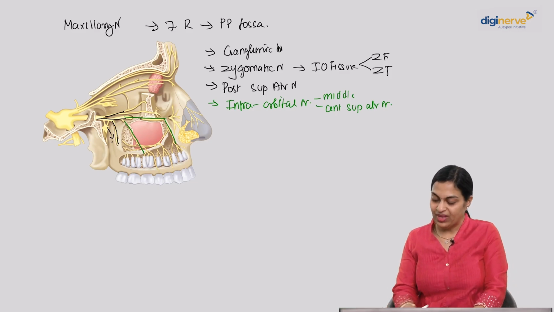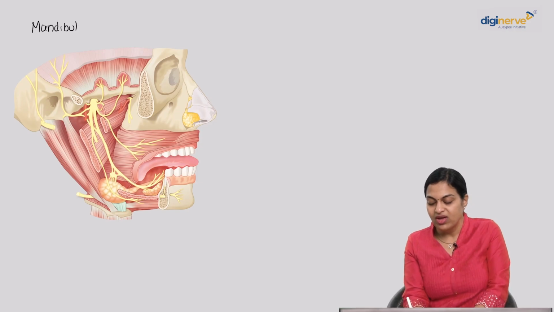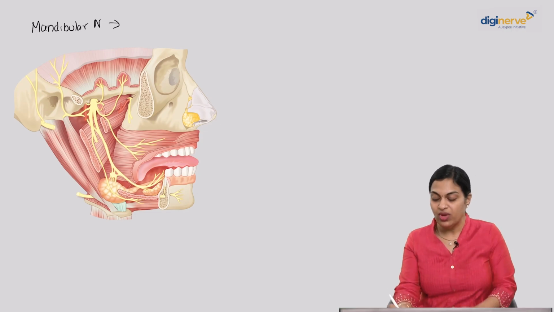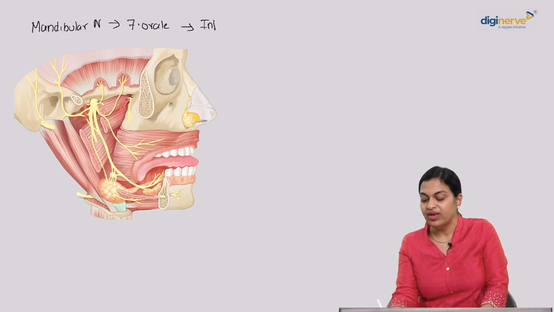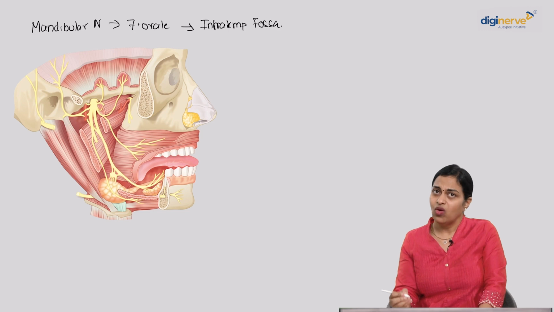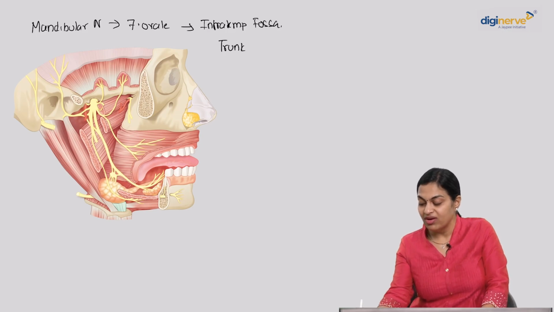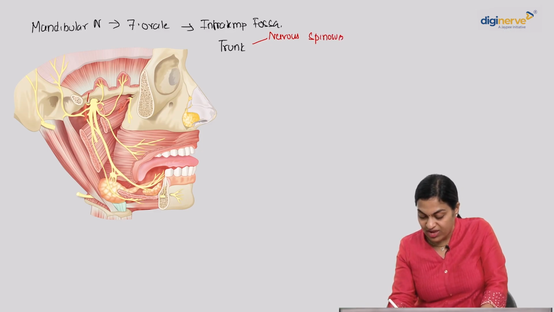Fine. Coming to the mandibular division of the trigeminal nerve, very important, okay. So this, it's been frequently asked in your exams also. It passes through the foramen ovale in the middle cranial fossa to enter the infratemporal fossa. Okay, in the infratemporal fossa, it will be related to the otic ganglia. It will have a trunk. From the trunk, two branches. The nervus spinosum. This nervus spinosum is the one that you see here.